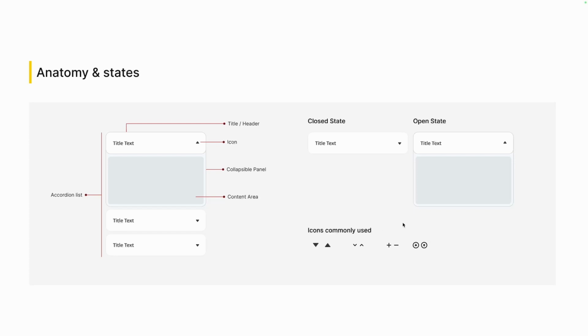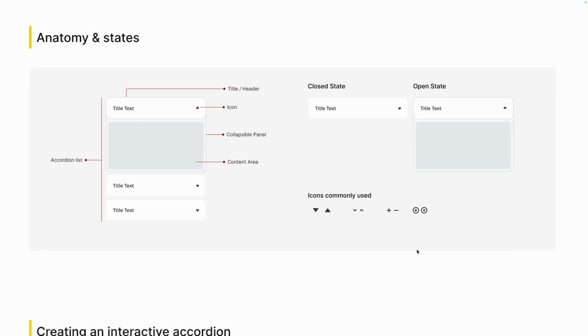Now let's talk about the icon which you can use over here. So you can use a triangle and an inverted triangle. Then you can use up and down caret. Then you can use plus minus, and then you can use arrows as well. So that's about your anatomy and states. Now let's create one interactive accordion.